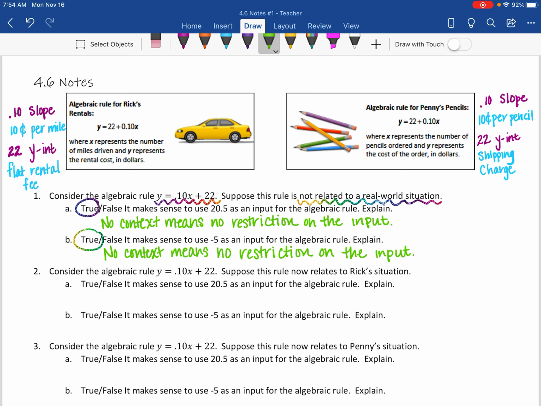So now we're going to take this a little bit further, and we are actually going to look at Rick's Rentals. Okay, so now we are dealing with this Rick's Rentals situation. Remember where X represents the miles driven and Y represents the cost in dollars. So true or false, it makes sense to use 20.5 as an input for the algebraic rule. Explain.